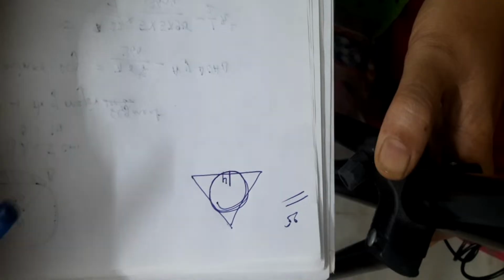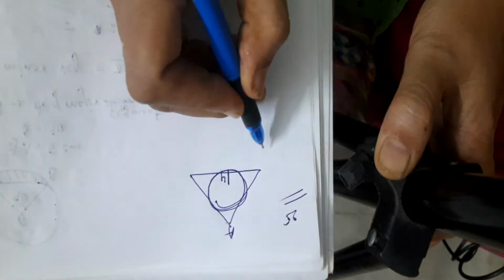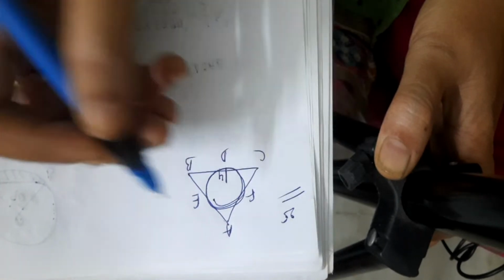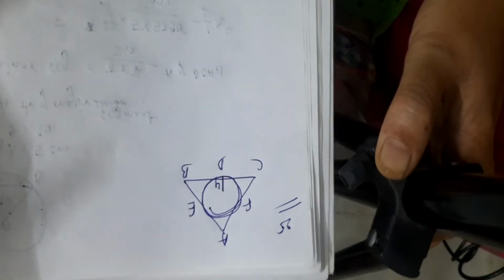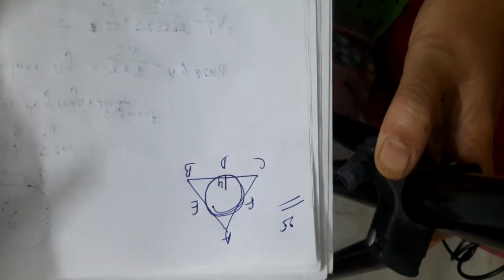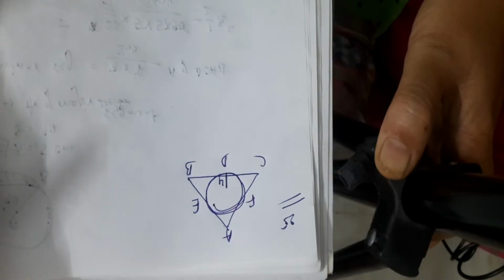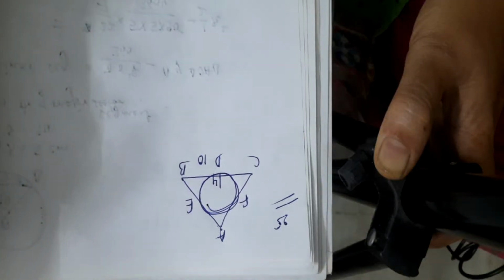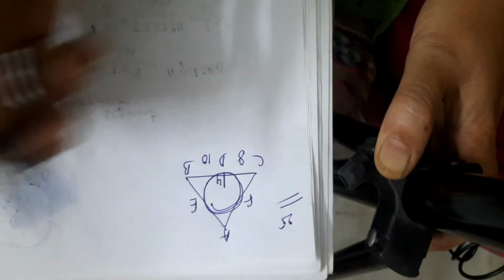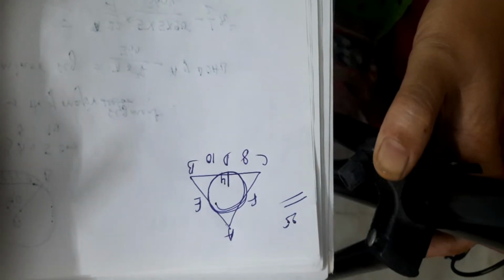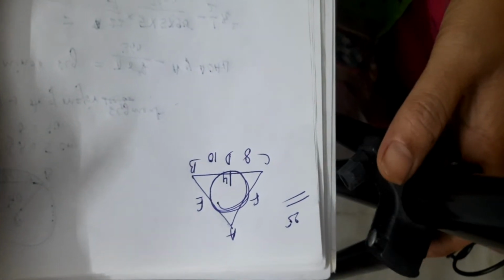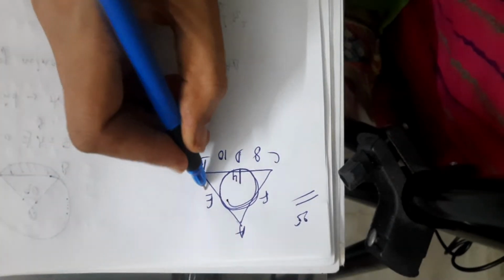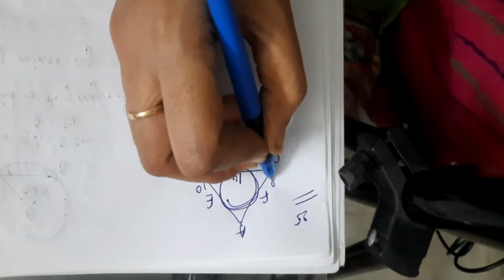Each segment, so it is A, B, C, D, E, F. Here it is given segments BD and DC are of length 10 and 8. BD is 10 and DC is 8. You need to find the side AB, calculate AB. So as per the tangent rule, if this is given 10, this will be 10. If it is 8, this will be 8.